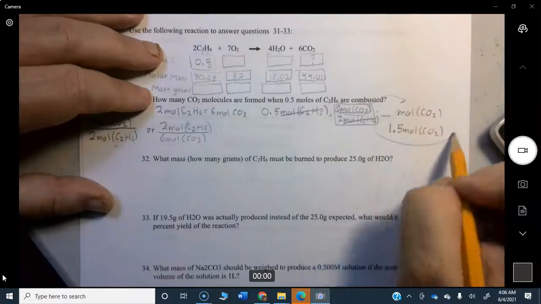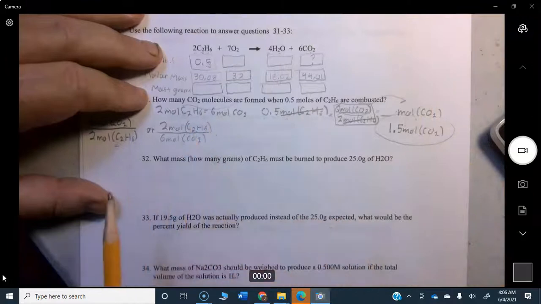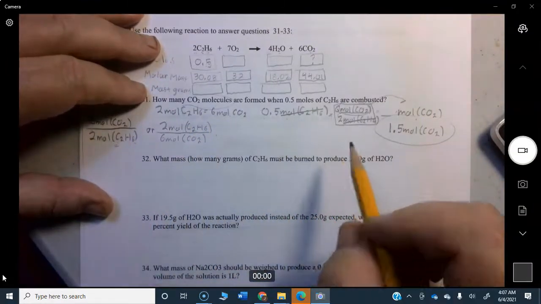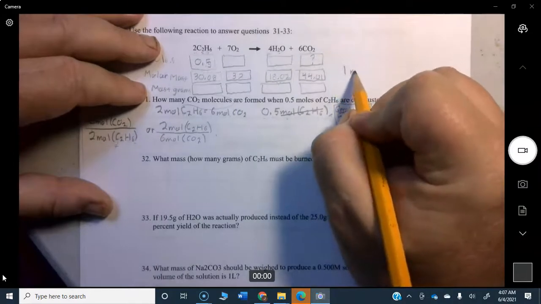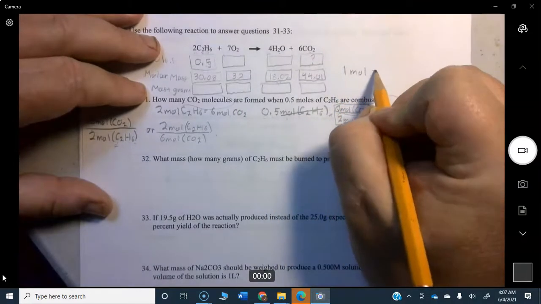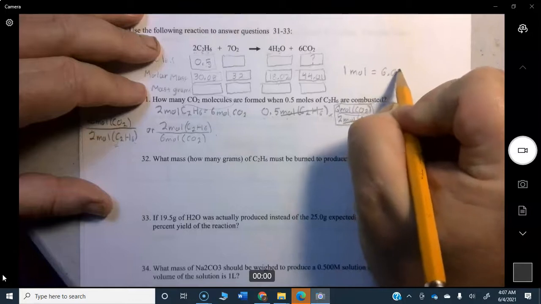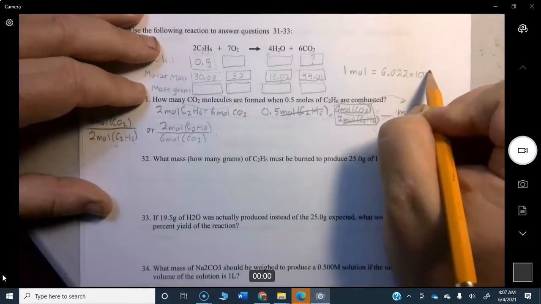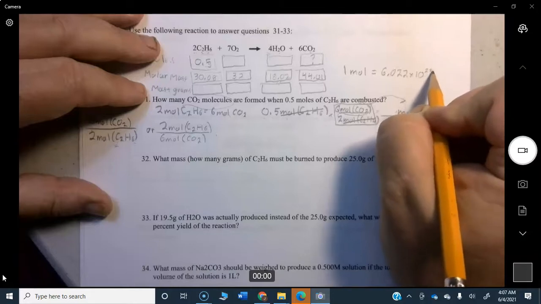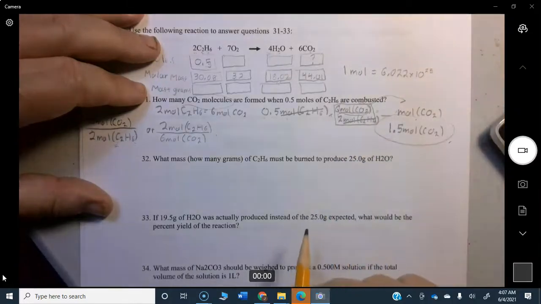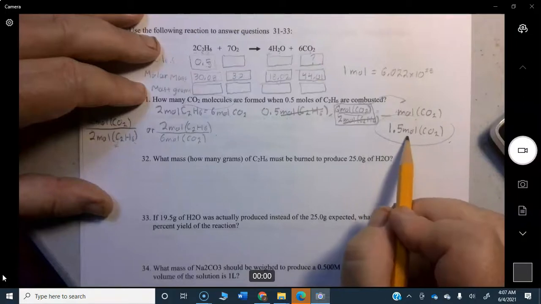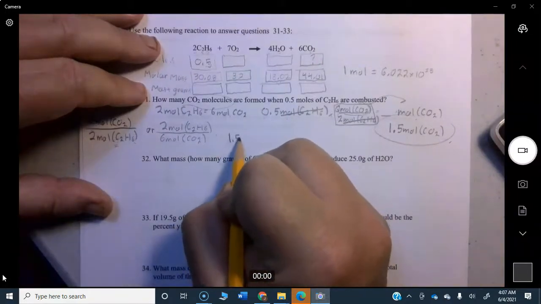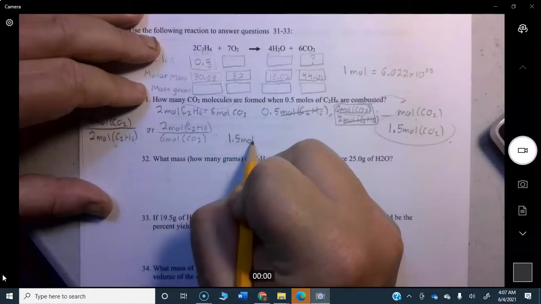So that's number of moles, but they're asking molecules. So how many molecules in a mole? So we have a second conversion. I'm going to write it up here. 1 mole of anything equals 6.022 times 10 to the 23rd of anything, but in this case we're talking molecules of CO2. All right? So we need to go from moles to molecules, so we're going to start over here with 1.5 moles of CO2.